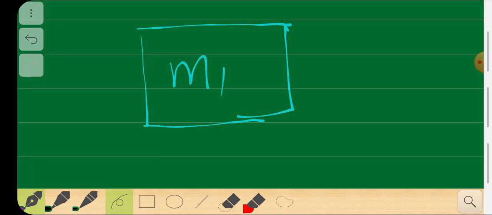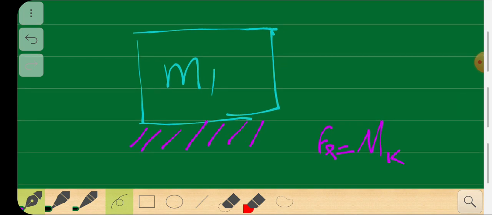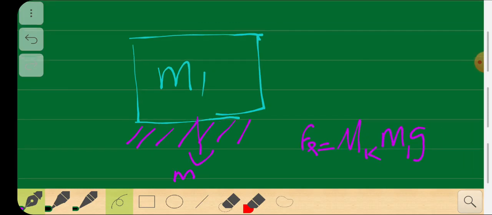Let me use a different color. Okay, m1, and there was friction in here, right? So there is friction downwards. So the frictional force, as you can remember, friction Fr must be equal to mu, kinetic or static friction, if it's moving it's kinetic friction, times the normal force, which is m1g. The normal force is in the upwards direction, that's why it's a positive value here. So that will be the frictional force.